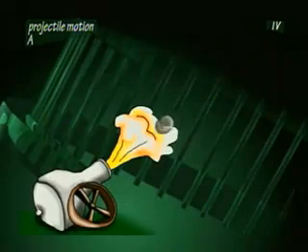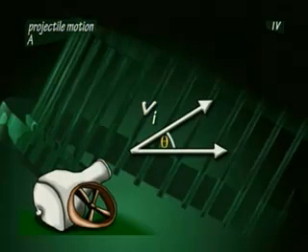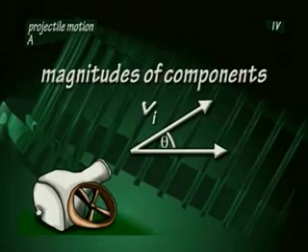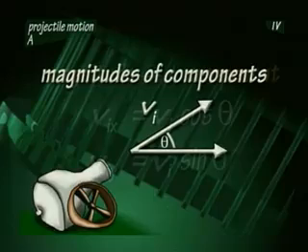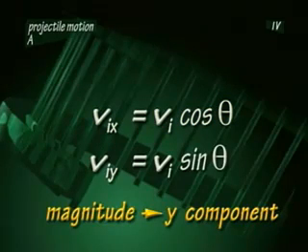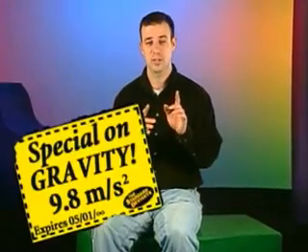Let's say a cannonball is shot out of a cannon. The initial velocity of the cannonball makes an angle theta with the ground. Remember that velocity is a vector, so it has x and y components. And remember how we found the magnitudes of the components? Well, the magnitude of the x component of a projected object is found using the formula v sub ix equals v initial times the cosine of theta. And the magnitude of the y component is found using the formula v sub iy equals the initial velocity times the sine of theta. So these are the equations for finding the magnitudes of the x and y components of a projected object's velocity.